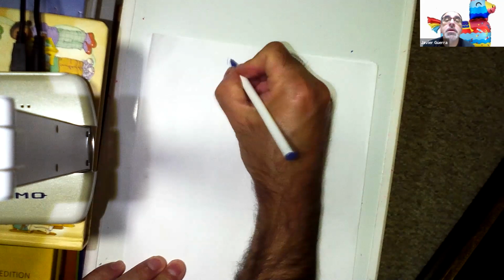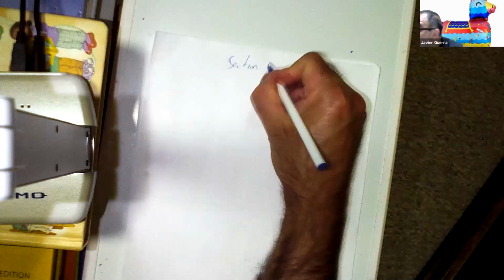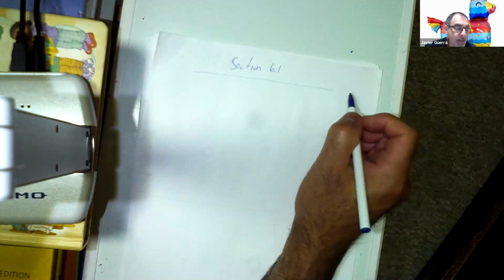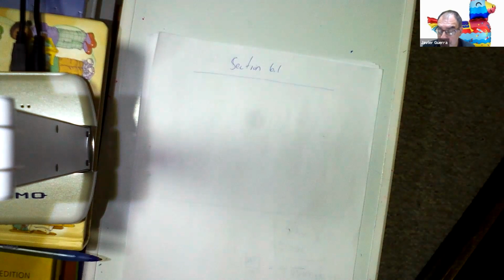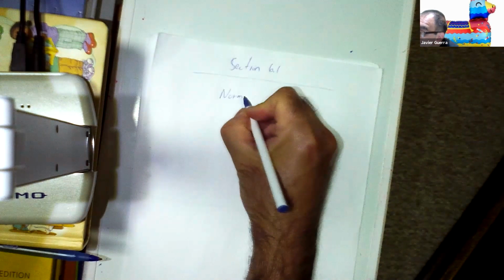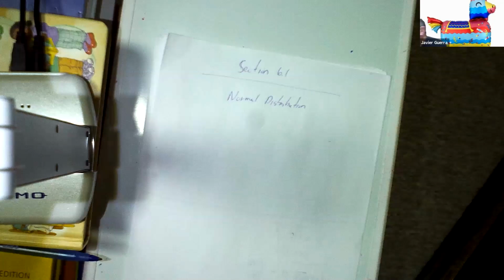So continuing on with 6-1. Okay, so we're going to talk about another distribution. Last time we talked about the uniform, and you had to use the formula length times width to find the area of the shaded regions. Well, this one's a different graph. This one's called the normal distribution. This is on page 228.